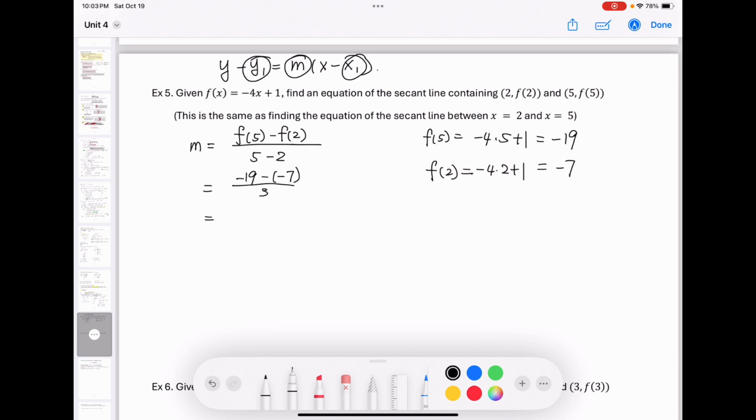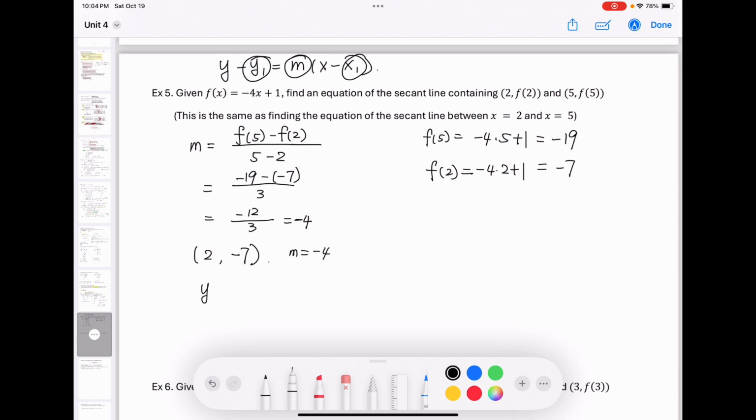So on the top, what do we have? It's not a pretty 3. On the top, we have negative 19 plus 7, which is negative 12, over 3. So we have negative 4. Okay, if we have the slope, I can pick any point. I can pick this point or this point. If I pick the first point, the point notation is 2 comma f of 2. f of 2 is negative 7. So I pick this point and the slope negative 4.